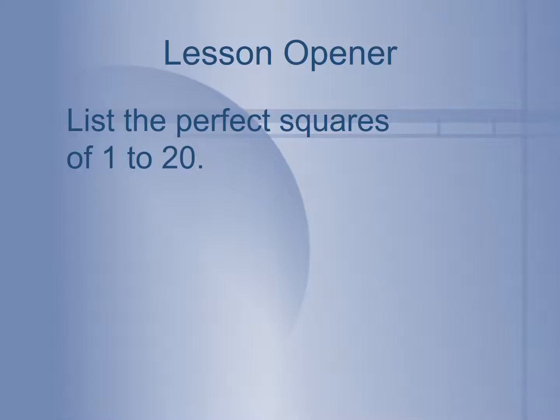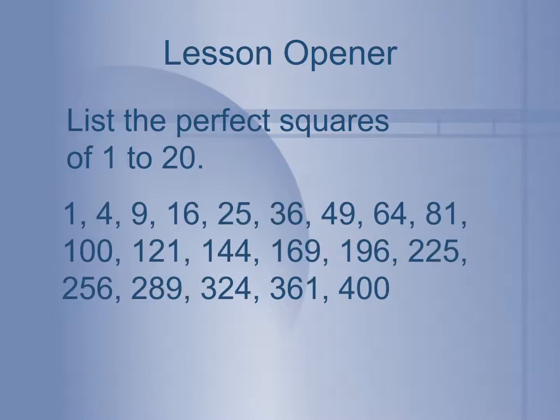So what that means is that when you do a perfect square, you're just multiplying a number by itself. So 1 squared would be 1. 2 squared would be 4. 3 squared would be 9. 4 squared would be 16. 5 squared would be 25, and so on all the way to 20 squared, which would be 400.